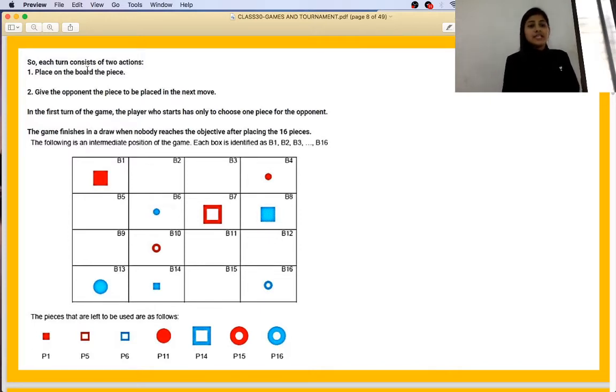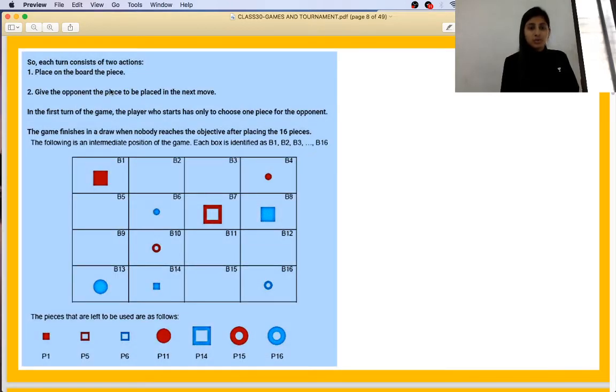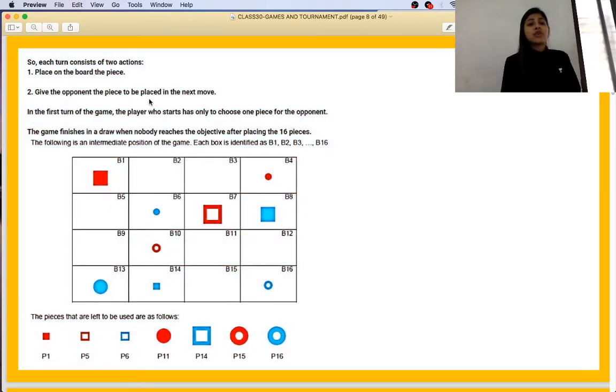So each turn consists of two actions: number one, placing the piece on the board which is given to you by your friend, and number two, choosing a piece for your opponent to be placed in the next move. So these are the two things that's happening.